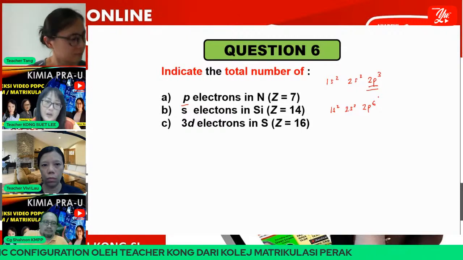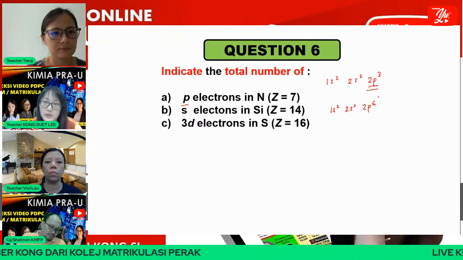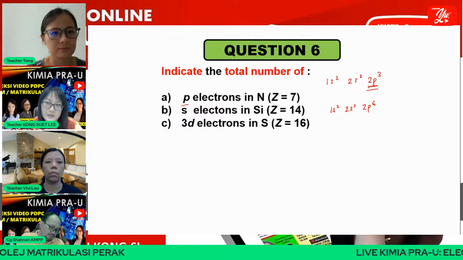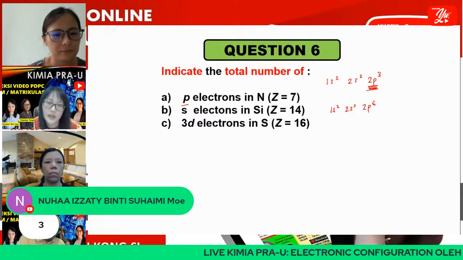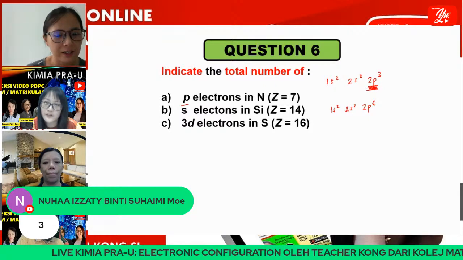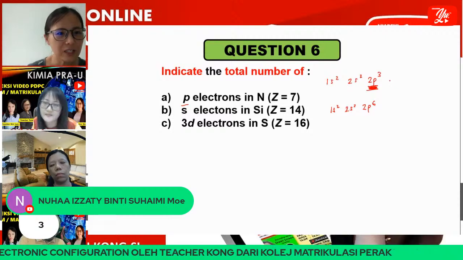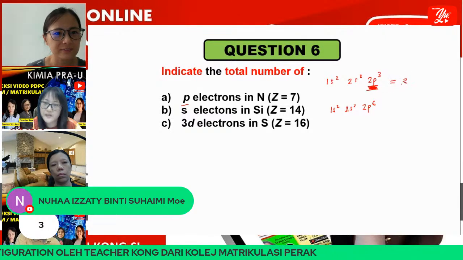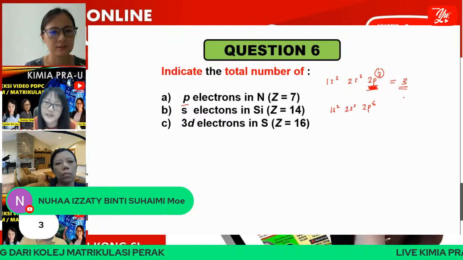Try. For question 6a, p electrons in the nitrogen atom. I showed you already, right? So this is the only p orbital for the nitrogen element. How many electrons are there? Exactly, the answer for 6A is 3. Yes, very good. 3 electrons, because here it is 2p3. So there are 3 electrons.